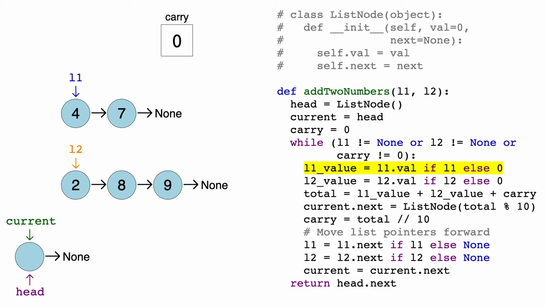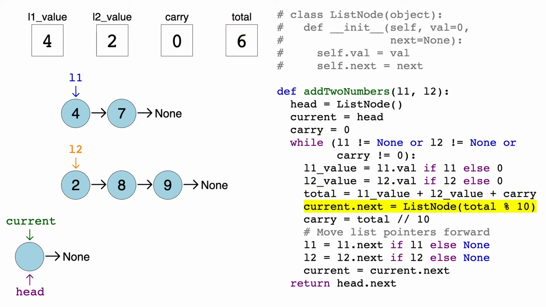So we add a bit of extra logic using this shorthand if-else statement that says, if L1, in other words, if L1 isn't None, then take the value of the node, L1.val. If it is None, then just make it 0. So right now, L1 is a node with a value of 4, so L1 value equals 4. The next line does the same thing, but with L2, so L2 value will be 2. Then we calculate our total, which will be L1 value plus L2 value plus the carry, which is 4 plus 2 plus 0, which equals 6.